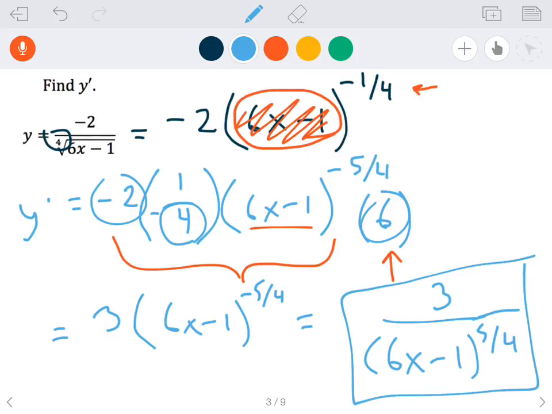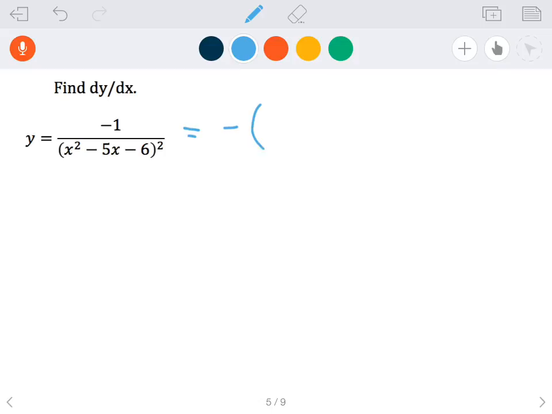Let's keep going. Let's keep doing some examples. I'm going to find dy dx, where y equals negative 1 over x squared minus 5x minus 6, squared. First thing I can do, I could do a quotient rule here, but since I don't have a function on top, let's rewrite this as negative x squared minus 5x minus 6 to the negative 2.